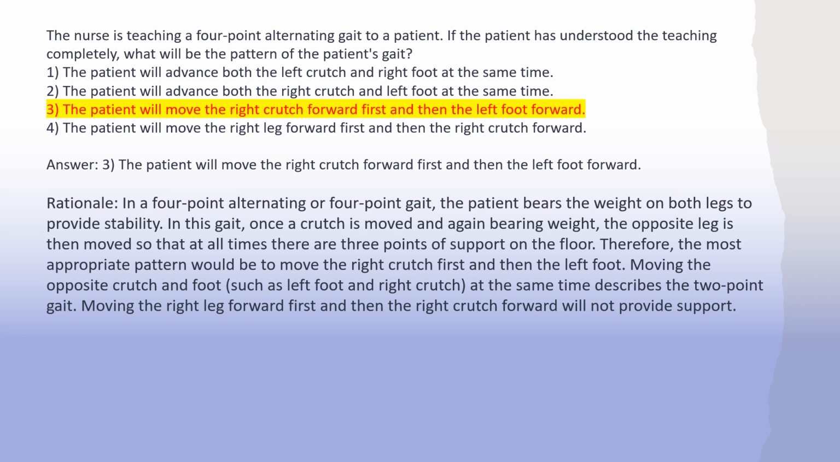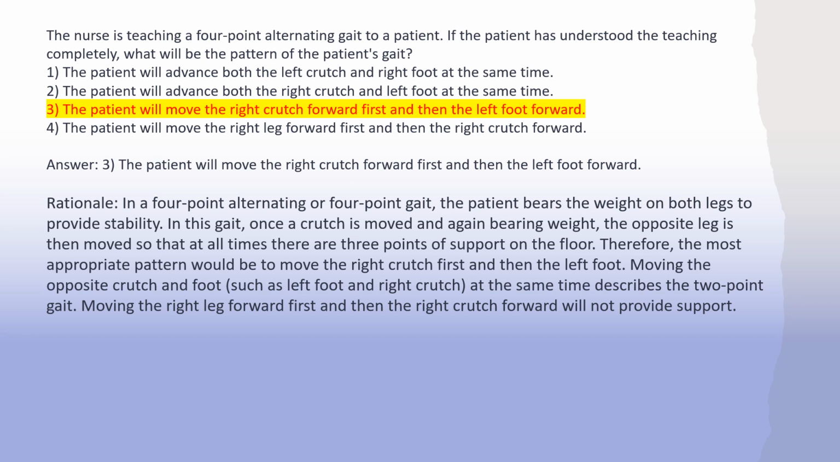Answer 3. The patient will move the right crutch forward first and then the left foot forward. Rationale. In a 4-point alternating or 4-point gait, the patient bears the weight on both legs to provide stability. In this gait, once a crutch is moved and again bearing weight, the opposite leg is then moved so that at all times there are 3 points of support on the floor. Therefore, the most appropriate pattern would be to move the right crutch first and then the left foot.